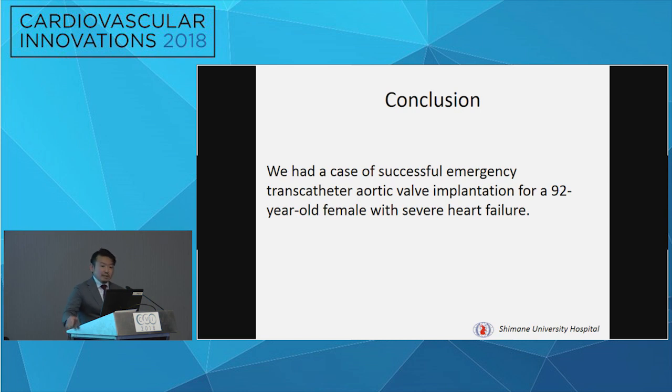So fortunately, using dobutamine, we can control her heart failure. And after using dobutamine, her LVEF getting better. So TAVI is best therapy for her, we think.